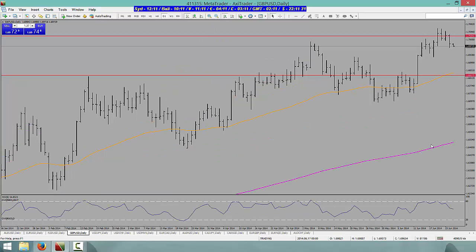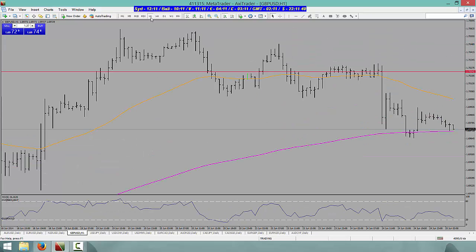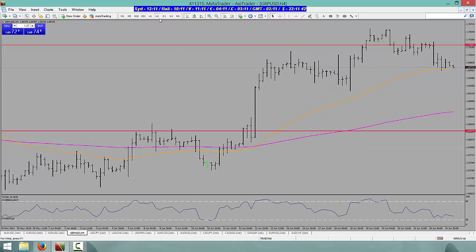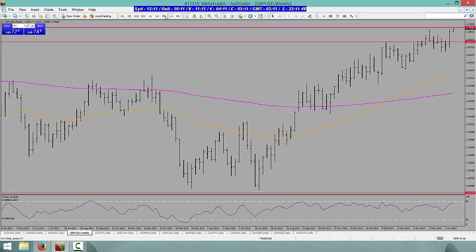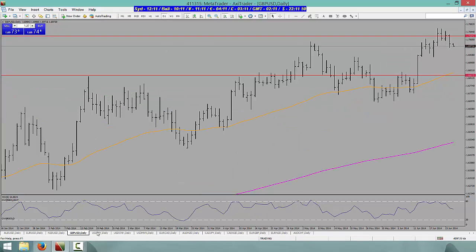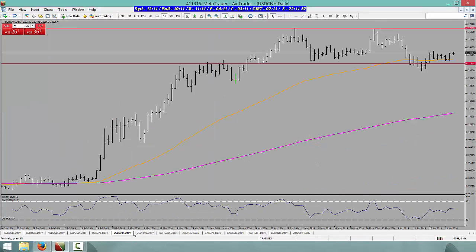The pound, there is no clear divergence. It certainly looks to be establishing a downtrend. That being the case, we can start looking at the shorter time frames. We're in an established downtrend. We didn't get the divergence, but we can start looking at the shorter time frames for opportunities. Dollar yen just going nowhere, really struggling to get anything out of that.